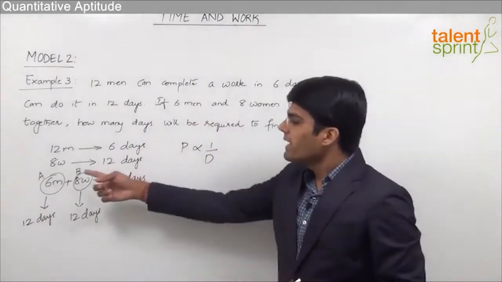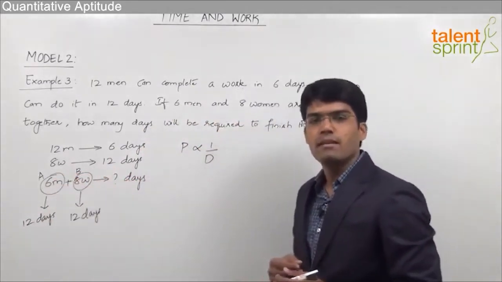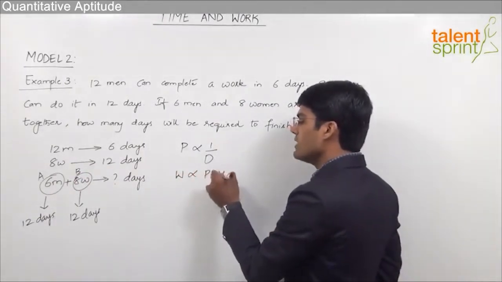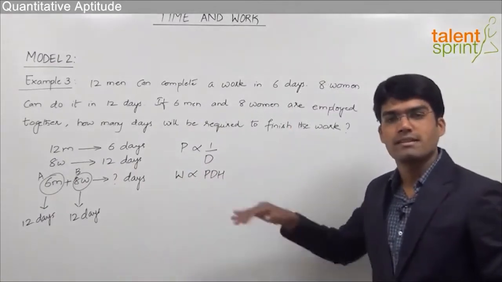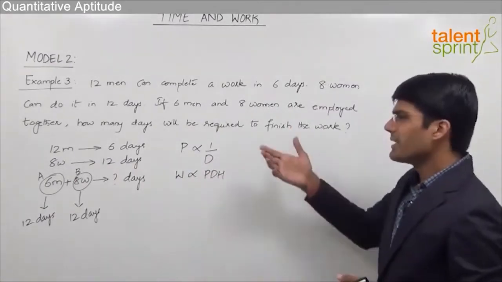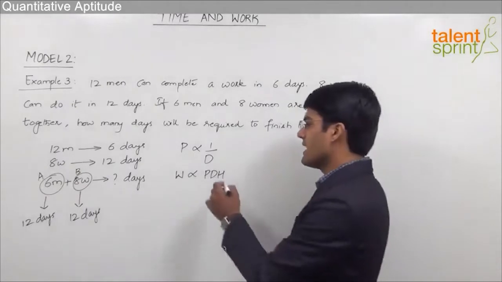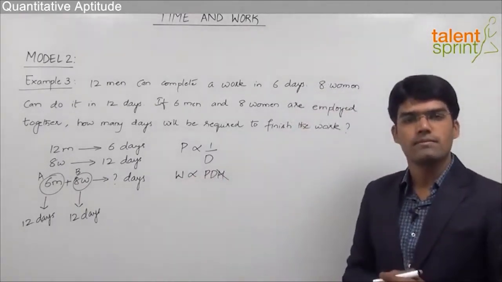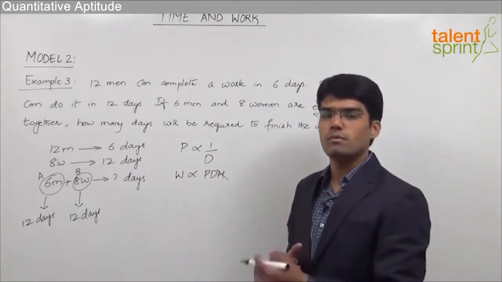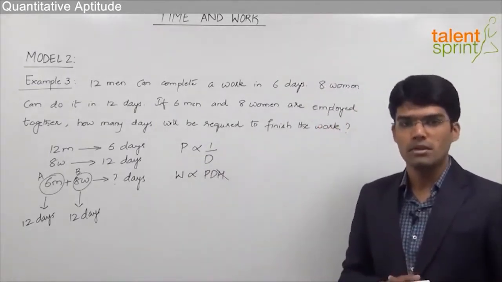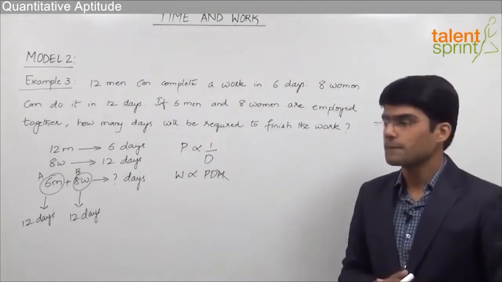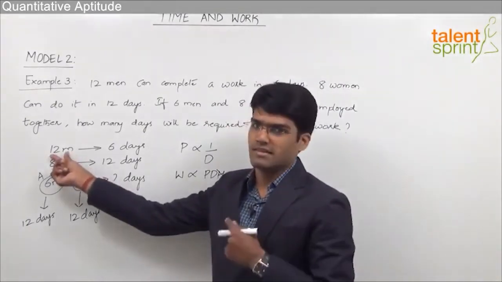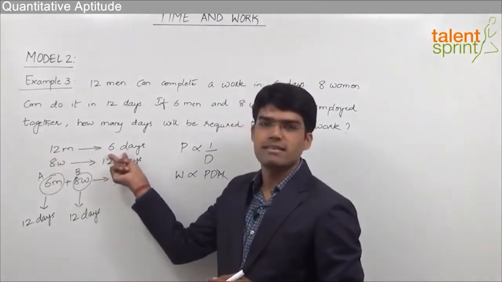The other way of finding out the number of days required by 6 men would be to apply the concept of work proportional to persons into days into number of hours per day. That is nothing but model number 1. Here the number of hours are not given in the question, so that can be neglected, and we can say that work is proportional to P into D. That means W1 by W2 should be equal to P1 D1 by P2 D2, as we have discussed earlier. Now here P1 is nothing but the number of persons in the first case, that is 12 men. D1 is 6 days.